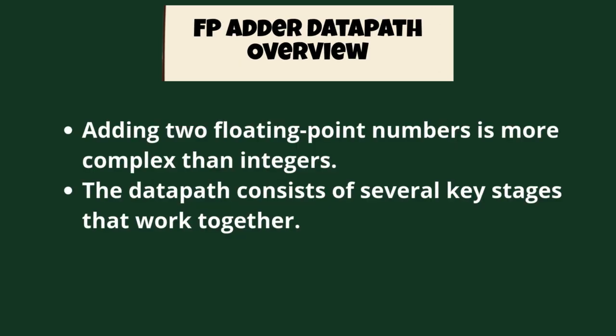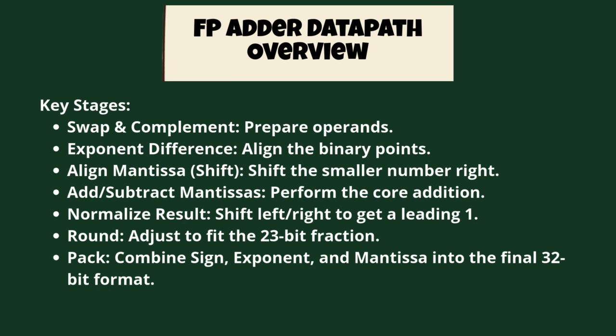Adding floating point numbers is more complex compared to integers because the binary points of the numbers may not be aligned. Therefore, a floating point adder requires multiple stages to correctly align, add, normalize, and round the values. These stages work together as a complete hardware datapath. The key stages of the floating point adder are swap and complement.